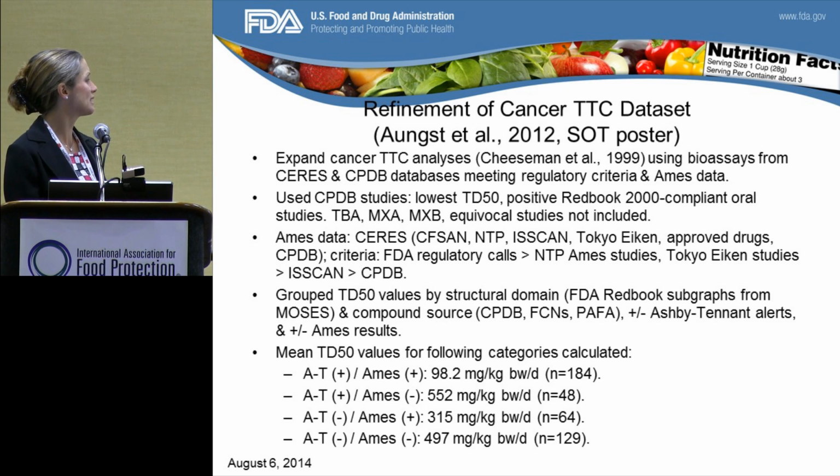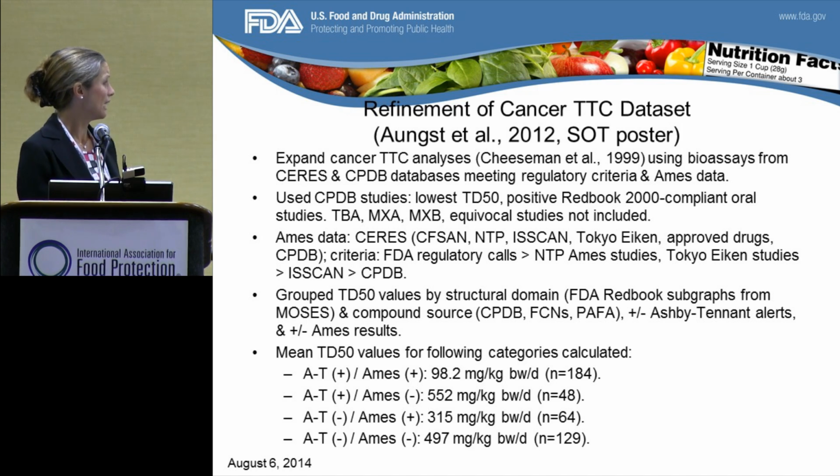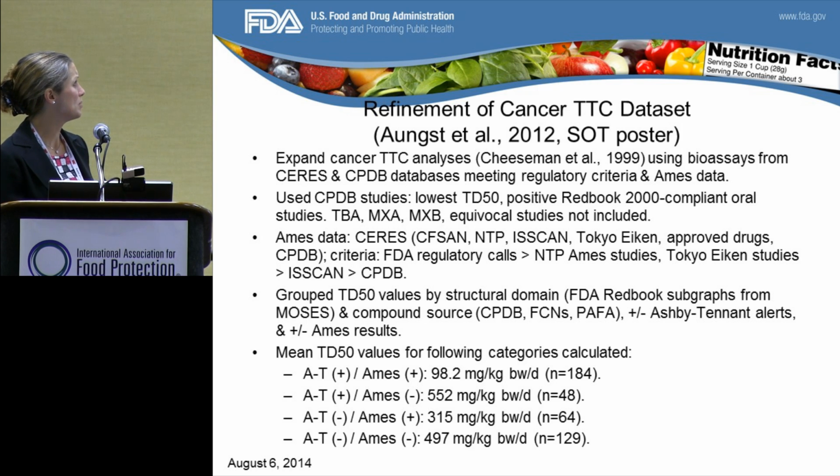And the second project was the refinement of the cancer TTC dataset, and this was presented as a poster at SOT in 2012. The purpose of this analysis was to expand the cancer TTC analysis as looked at in Cheeseman et al., using bioassays from SERIES and the CPDB databases that met regulatory criteria, as well as incorporating data from Ames assays. So for the CPDB studies, they used the lowest statistically significant TD50 that were Red Book compliant oral toxicity studies.